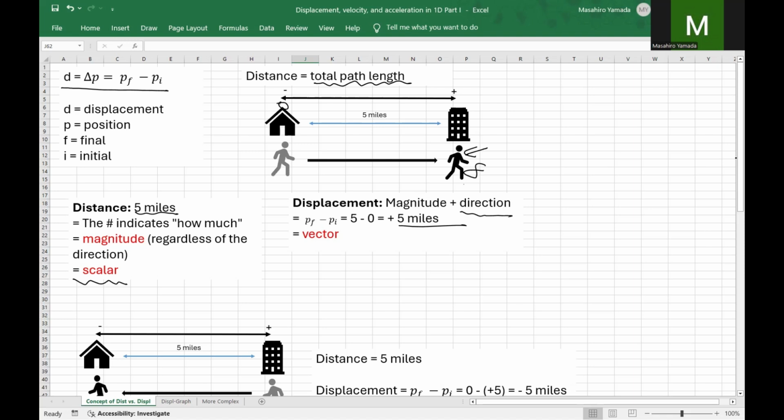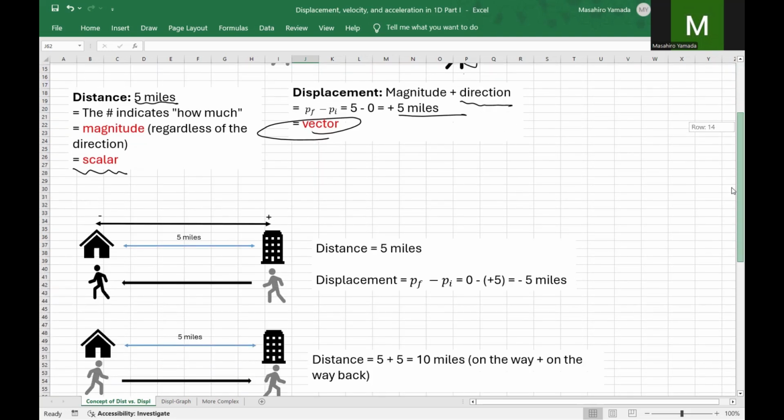There is an additional piece of information you can obtain from displacement, which is the direction. When a value contains magnitude and the direction, it is called a vector. So displacement is a vector and distance is a scalar. So let's move on to the second example.